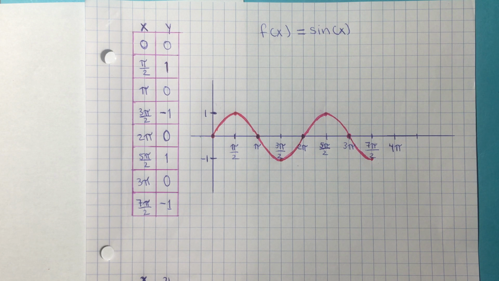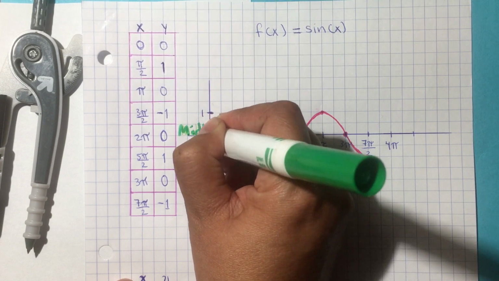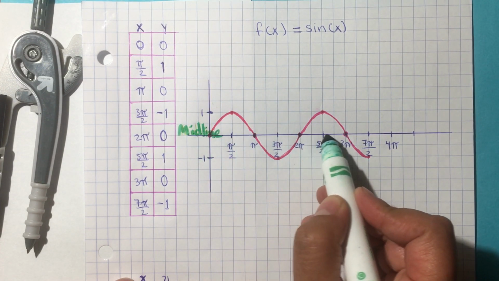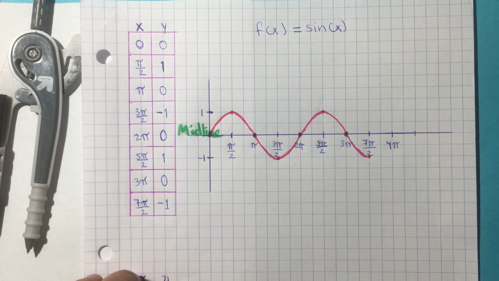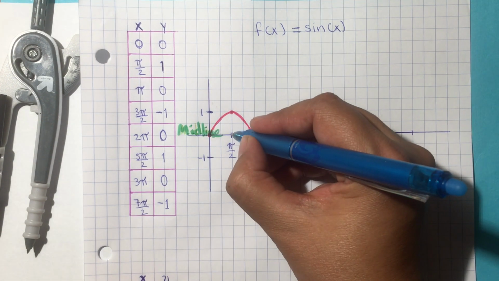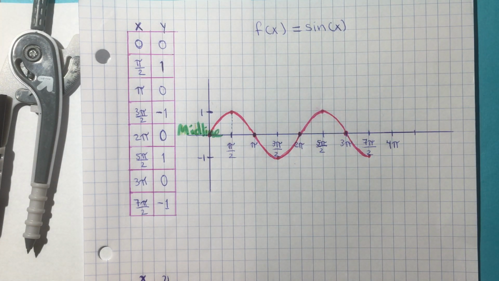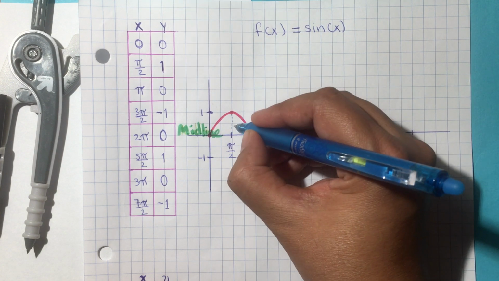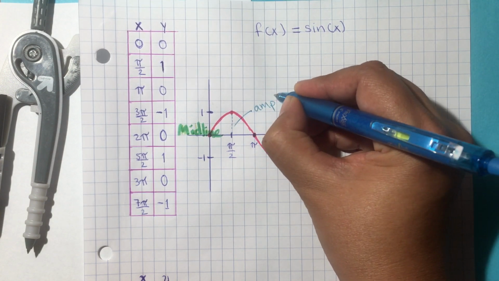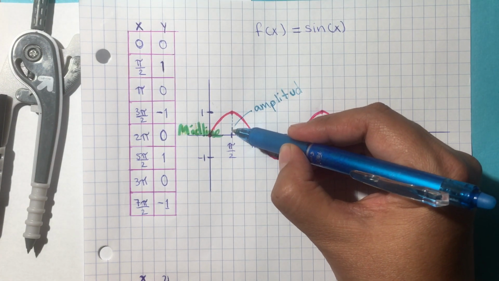Before we move to the cosine, there are a couple of things that I would like to share with you that are going to be very helpful when we go to the transformations. This is going to be your midline, which is the center of that graph, okay? Midline. Then from that midline to the highest point of your graph, that's going to be the amplitude. Okay, so from here to here, that's the amplitude.